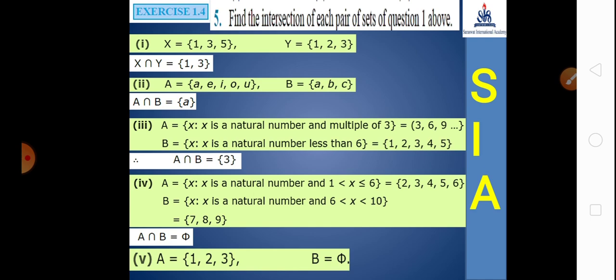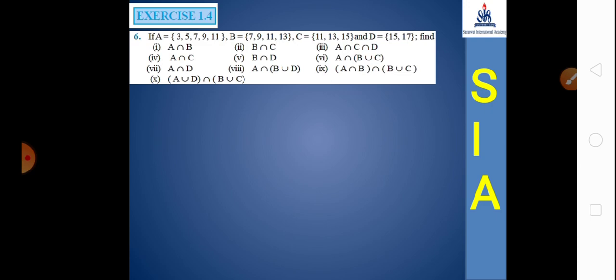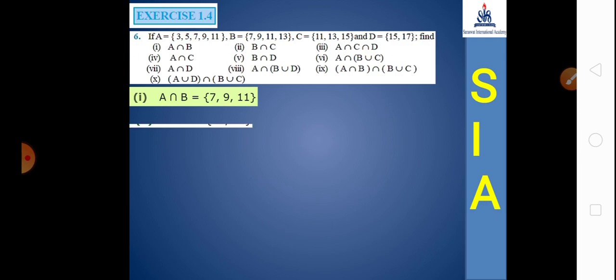Continue. Fifth one. A is {1, 2, 3}, B is a null set. So again my answer is the null set, because there are no common points in A and B. Continue. Exercise 1.4, question number 6. Total 10 questions here. It's a very easy sum. A, B, C and D are given. First target, A intersection B. Look at A and B. What is the common? Obviously 7, 9, 11. Second, B intersection C. Look at B and C. What is common? It is 11 and 13.